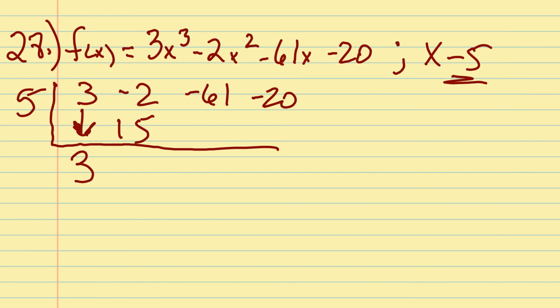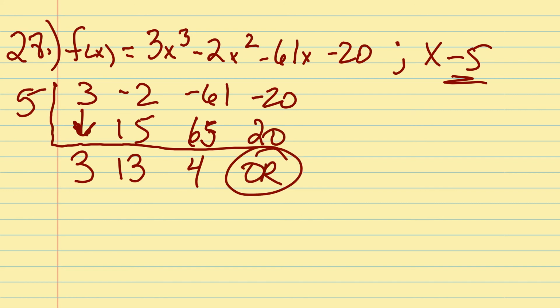Negative 2 and 15 is positive 13. 5 times 13 is positive 65. Get a positive 4, so 5 times 4 is positive 20, which means my remainder is 0, just like I want. That's what I wanted. And now I'm just going to break that down, or put my letters back in. 3x squared plus 13x plus 4.